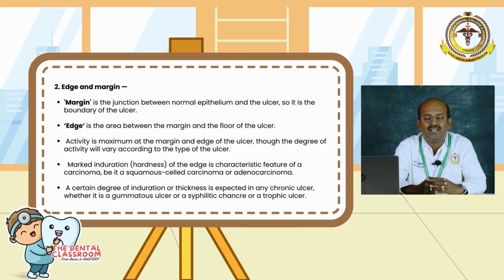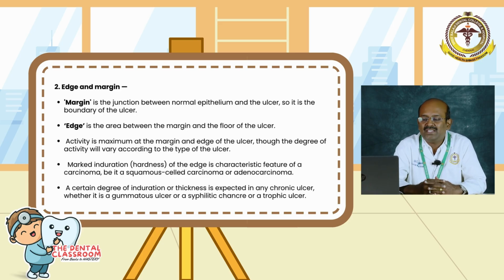Next is edge and margin. As I told you, the margin is the junction between the normal epithelium and the ulcer. The edge connects the margin to the floor. So the edge shows the activity of the ulcer. When you palpate the edge, you're going to see an induration, some sort of surface hardness. It is going to be slightly hard in case of a chronic ulcer. If it is really hard, then you have to think it's a malignant ulcer. Sometimes a chronic ulcer like a gummatous ulcer can be slightly hard, but it will be very hard in case of a malignant ulcer.